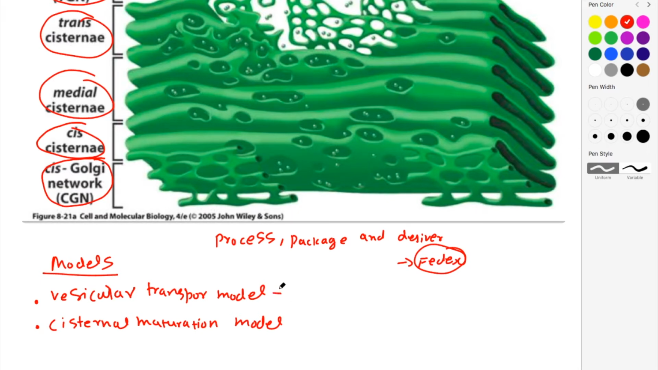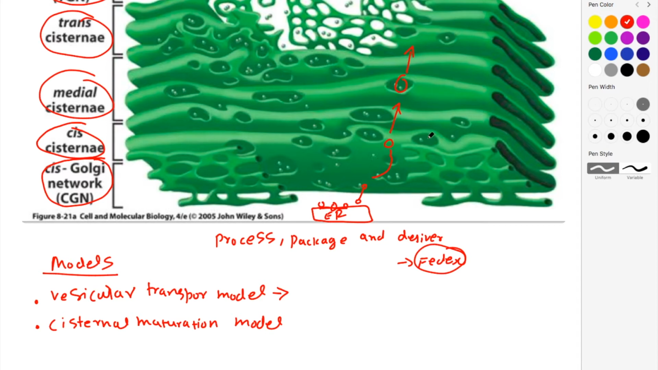The vesicular transport model actually means that the trans cisternae or trans Golgi network, the cis Golgi network, and the medial cisternae are always stationary. They do not change. The only thing is, let's say there is an endoplasmic reticulum here, and the cis face is facing toward the endoplasmic reticulum. Whatever is budding from here is a vesicle, and it's going to go and pass. It will not diffuse or anything.